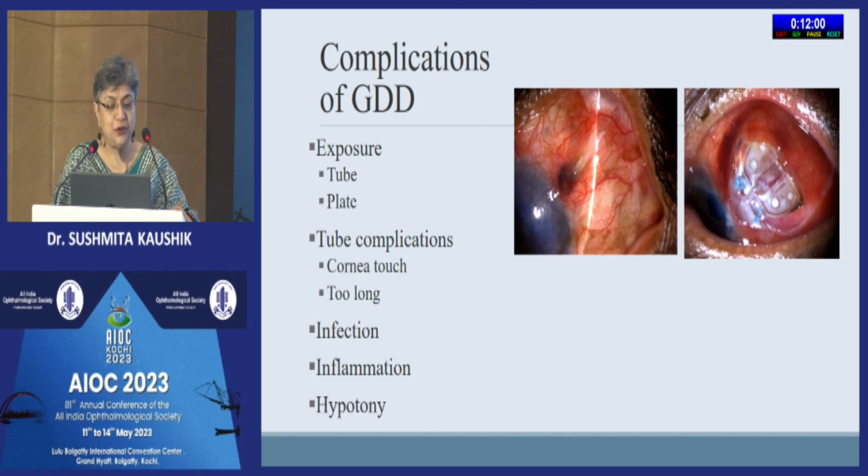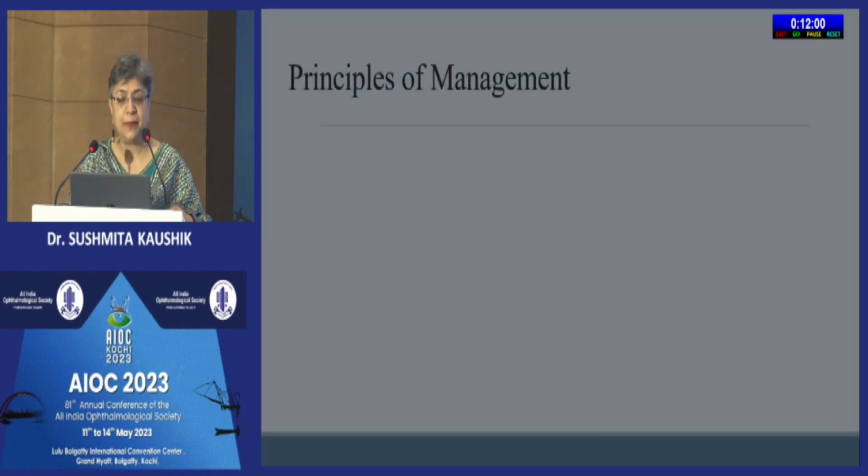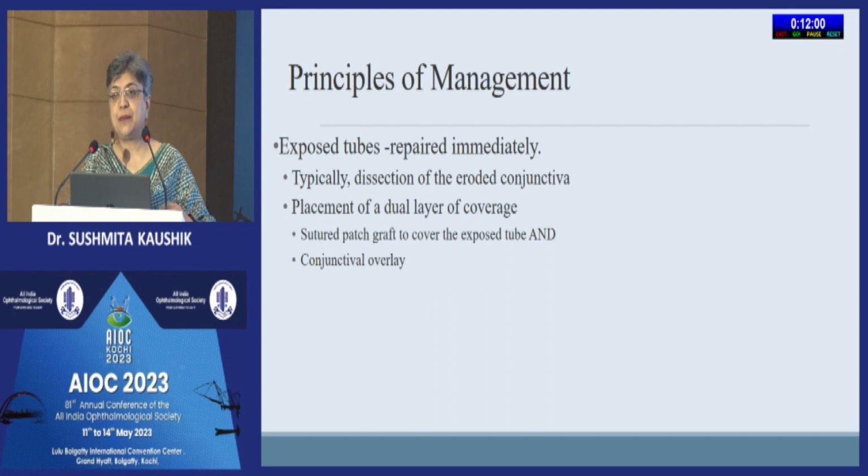Then you can have tube complications. You can have a corneal touch, or you could have a tube which for some reason is too long. You can have infections, you can have inflammation, you can be faced with endophthalmitis as for any other surgery, and there could be hypotony as well. So the principles of management for exposed tubes and exposed plates: they need to be repaired immediately.